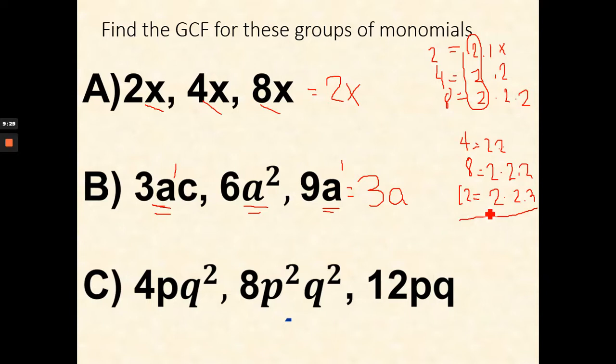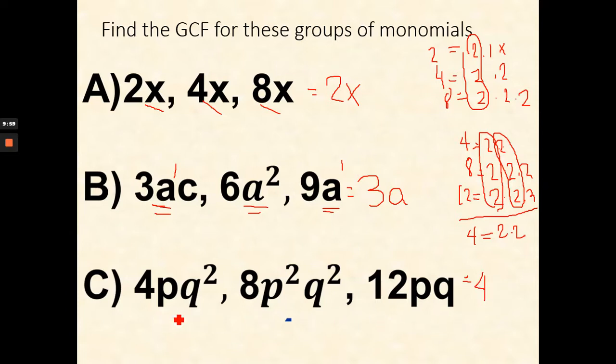Okay, let us now identify the common factor. They all have 2, so they are common. Do we have this? No. Do we have that? No. So, the common factors are 2 times 2, and that is 4. Therefore, the GCF of 4, 8, and 12 is 4. Okay?